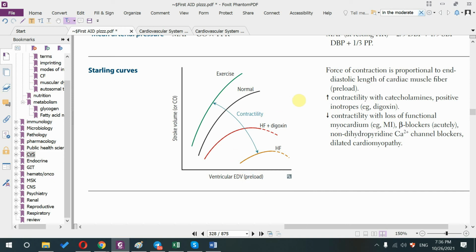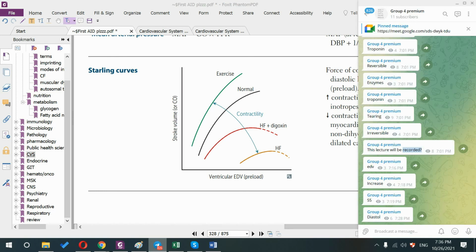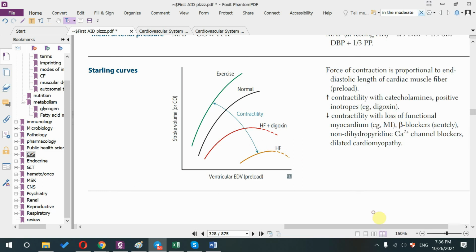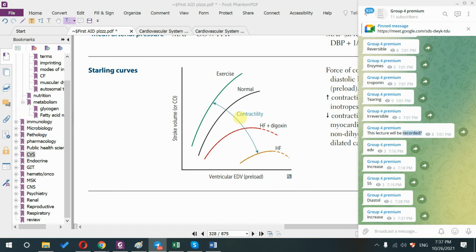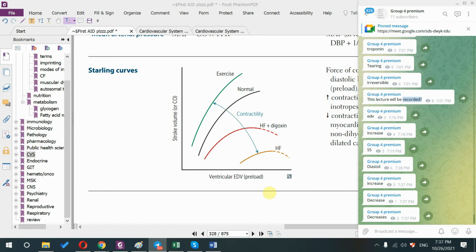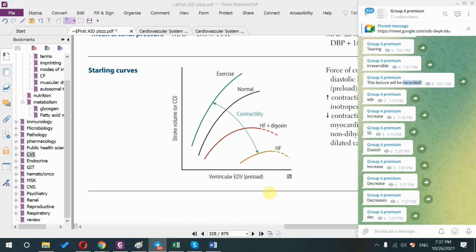If someone exercises, what will happen to the contractility of his heart? It will increase. So in exercise, contractility increases, so you shift to the left. But what happens during exercise to the heart rate, guys? Tell me. Okay, it increases. If the heart rate increases during exercise, what will happen to the preload? Yes, it will decrease because there is no time to fill the heart.